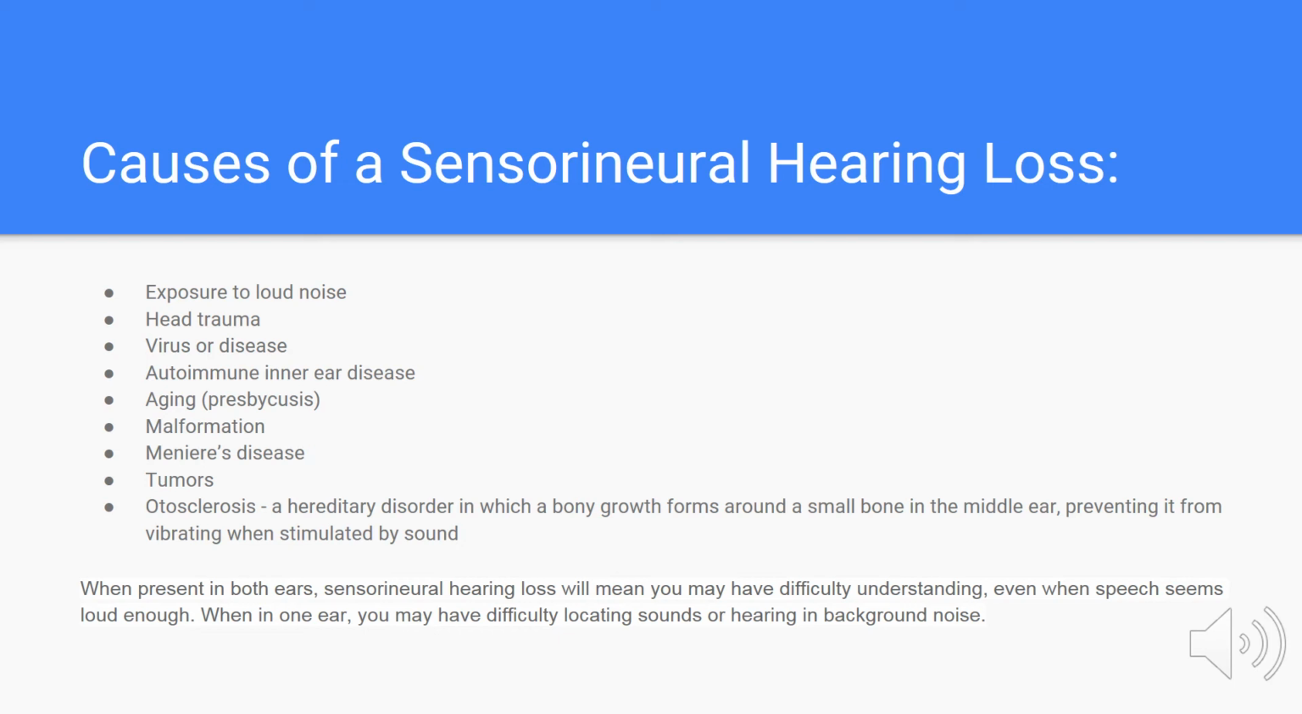A sensorineural hearing loss can affect the patient in different ways depending on if it is in both or in just one ear. If it is present in both ears, the person may have difficulty understanding speech even if it is at a loud volume. If the hearing loss is in one ear, the person may have difficulty locating sounds and hearing while background noise is present.